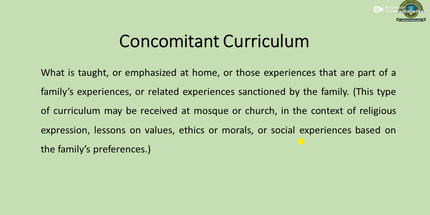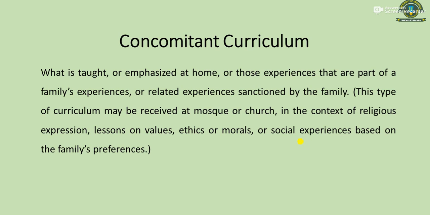The next is concomitant curriculum. Concomitant curriculum is what is taught or emphasized at home, or those experiences that are part of family experiences or related experiences sanctioned by the family. Here the learners gain much more knowledge or information from the family members and from the neighbors. So this is the type of concomitant curriculum.